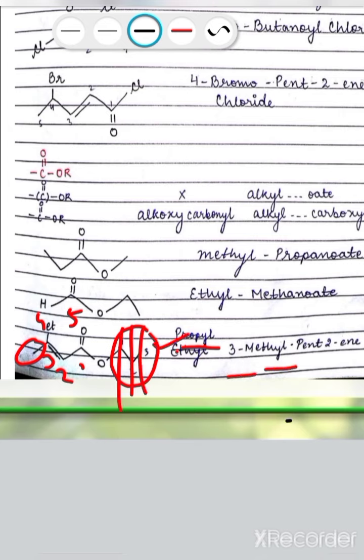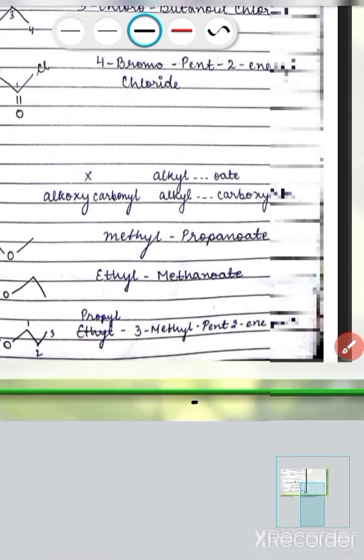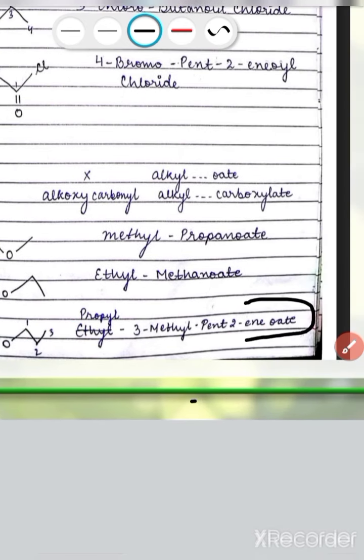Now hide this chain for a while. Now we can number it. So 3 methyl pent 2 ene, because at second position we have an unsaturation, so 2 ene oate. I hope this much is clear.